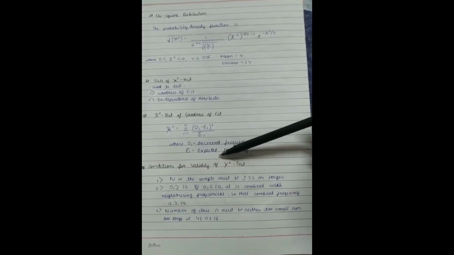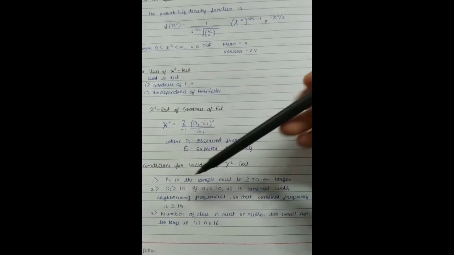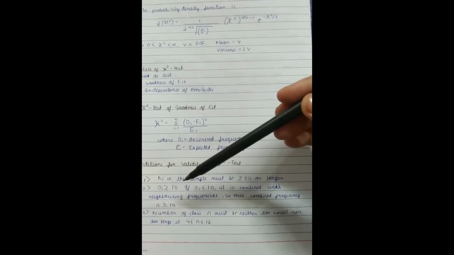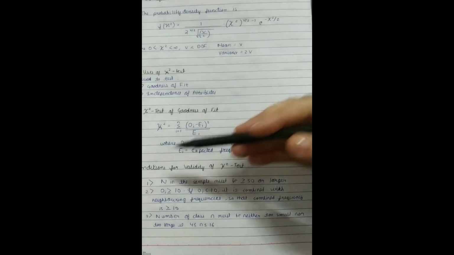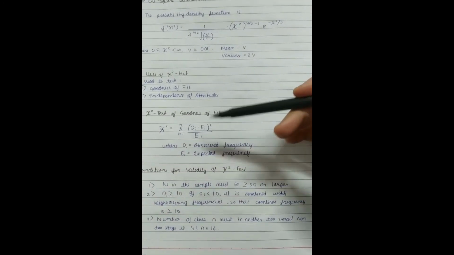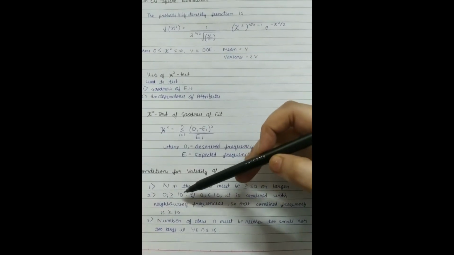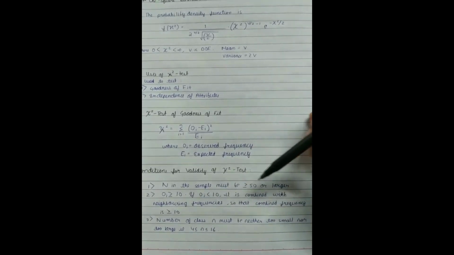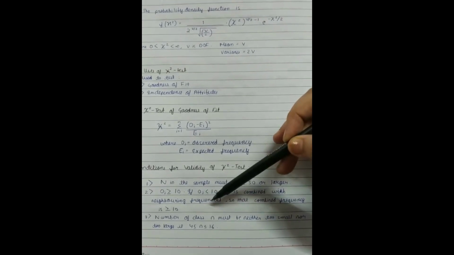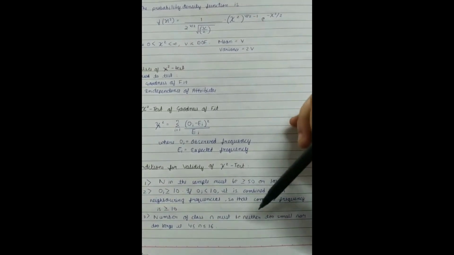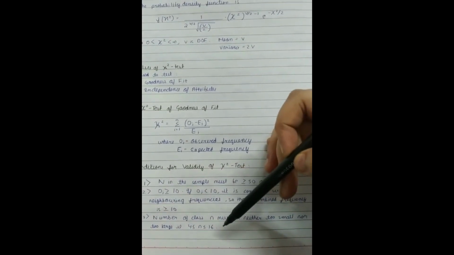What are the conditions of validity for the chi-square test? In the chi-square test, there are three important points. That is, the n in the sample must be greater than or equal to 50 or larger. What is n? We'll read in the next few minutes. And Oi, that is the observed frequency, should be greater than or equal to 10. If it's less than 10, then it is combined with the neighboring frequencies so that the combined frequency is greater than or equal to 10. And the number of classes n must neither be too small nor too large. So it should be between 4 to 16.